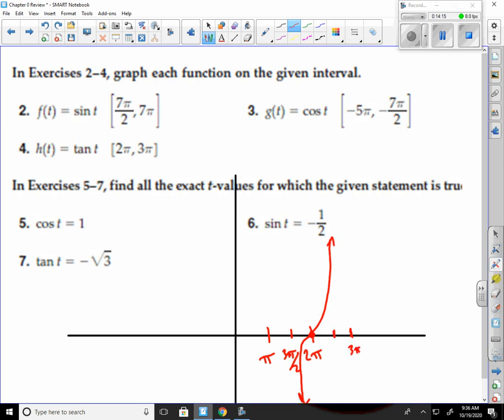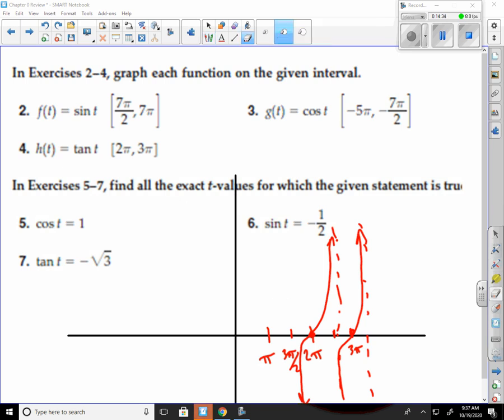At 3 pi, we're back at 0 again, and we're kind of repeating this same process. We have asymptotes here and here. Even though I'm supposed to stop at 3 pi, which means that all of this would be gone, this is all I would be looking at from 2 pi to 3 pi.